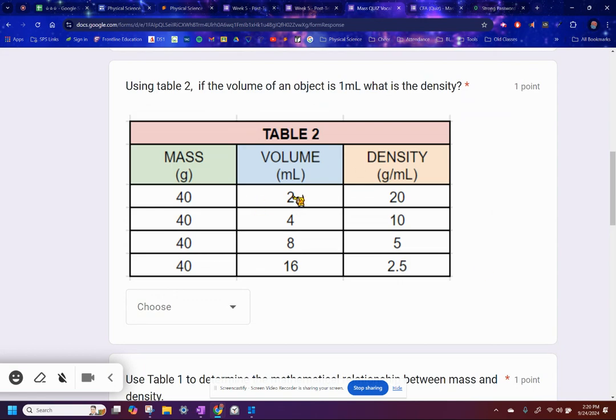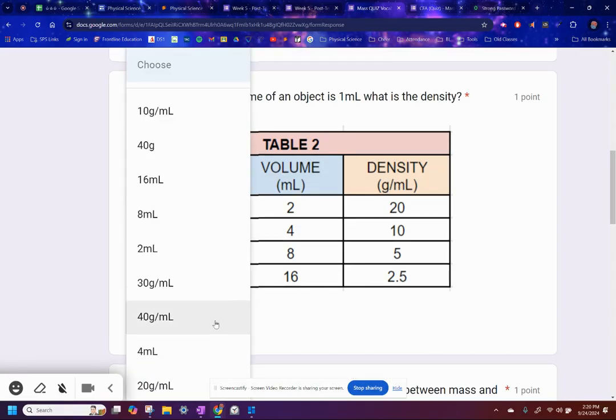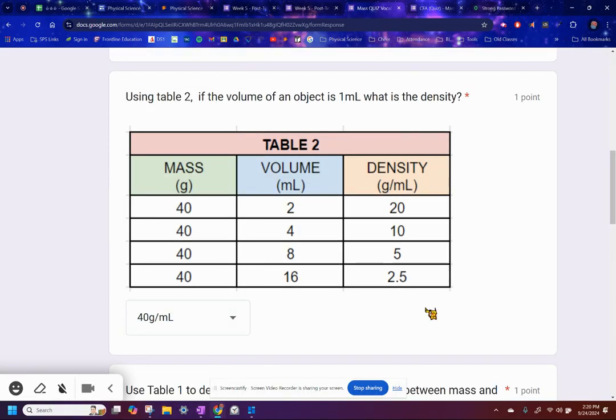Using table 2, if the volume of an object is 1 milliliter, what is the density? Well, that's not on here, so I guess it'd be up here. It's going to be bigger than 20 because it goes 2.5, 5, 10, 20. Mass seems to be staying the same. So mass divided by volume, if it was 1, it'd be 40 divided by 1, which should be 40. 40 is the best answer. Cool.